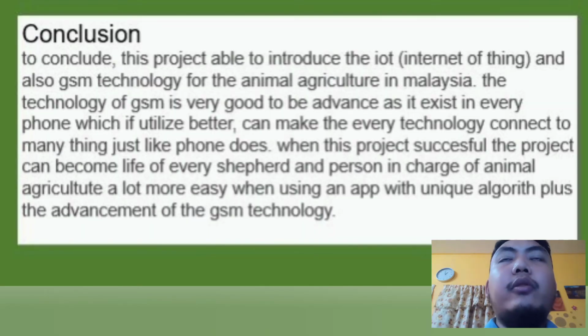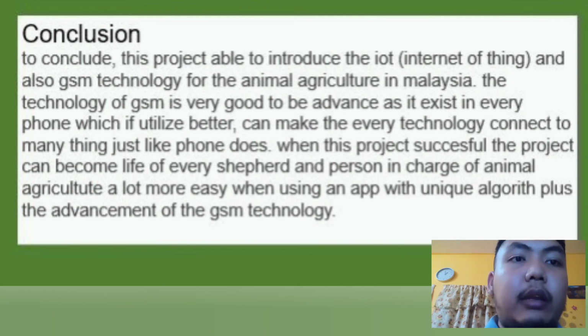Okay. To conclude, this project is able to introduce IoT, the Internet of Things, and also GSM technology for animal agriculture in Malaysia. GSM technology is very good to be advanced, as it exists in every phone, and if utilized better it can make every technology connect to many things, just like the phone does.